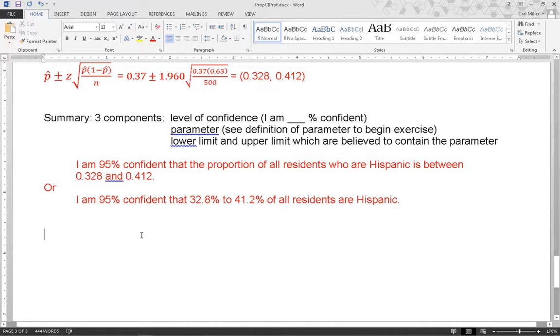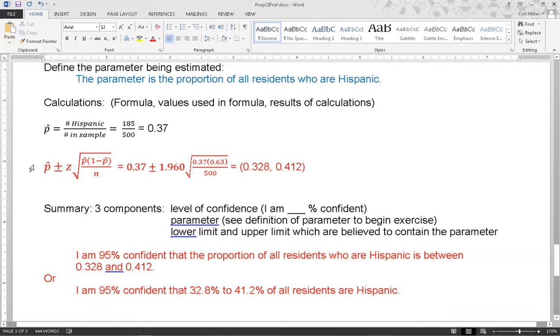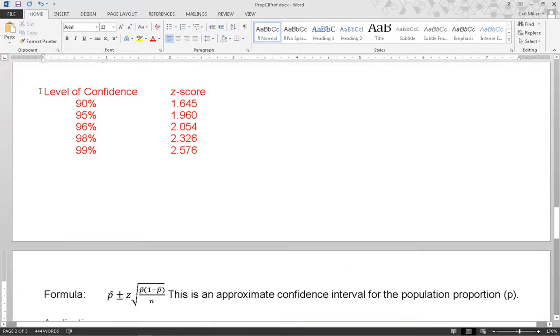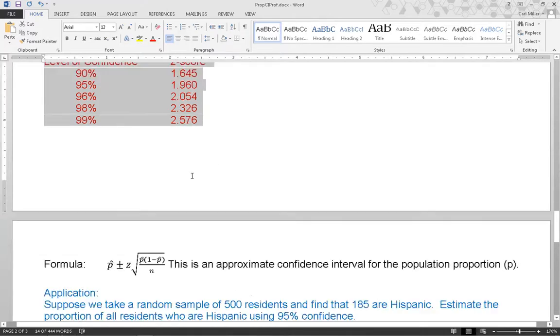So that is the way that we are going to do estimation for this material. So this is going to be the formula that you use, and you want to make sure that you have this table with all the z-scores based on level of confidence handy when you're working these exercises.